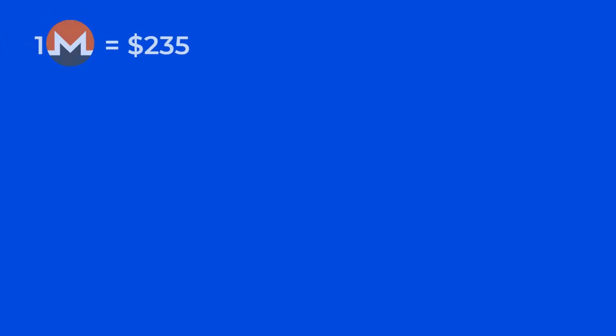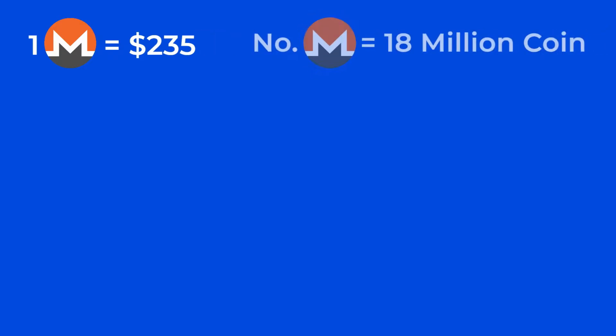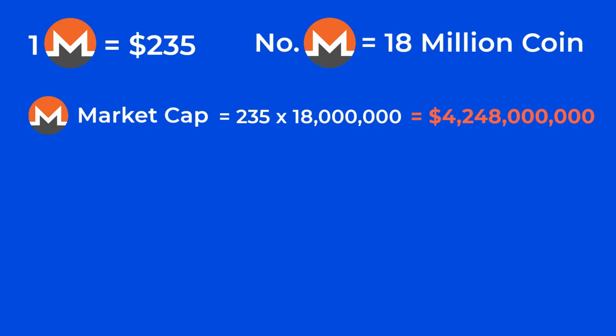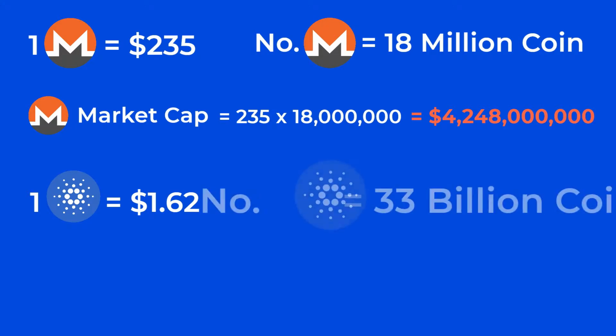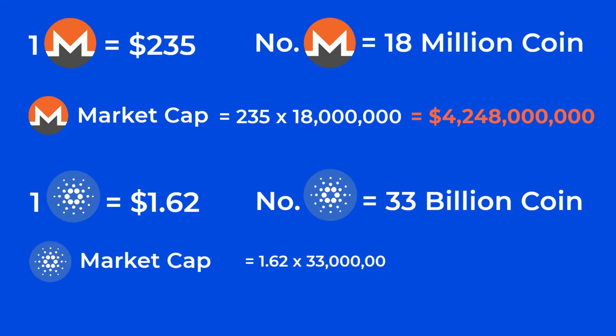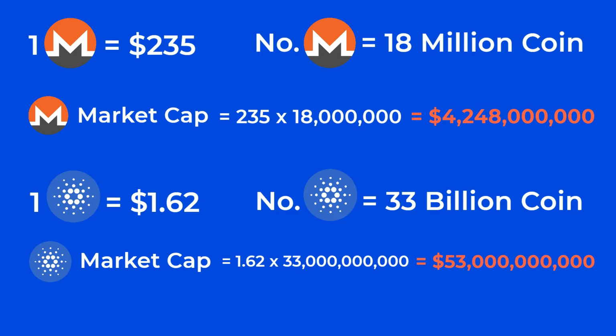For example, the price of Monero coin currently is $235 per coin, and there are 18 million Monero coins currently in the market. This gives us a market cap for Monero of $4,248 million. On the other hand, the price of one Cardano is $1.62, and there are more than 33 billion Cardano coins in the market right now, giving us a market cap of more than $53 billion, making Cardano the sixth most popular cryptocurrency right now. We will release a full detailed video about Cardano soon.